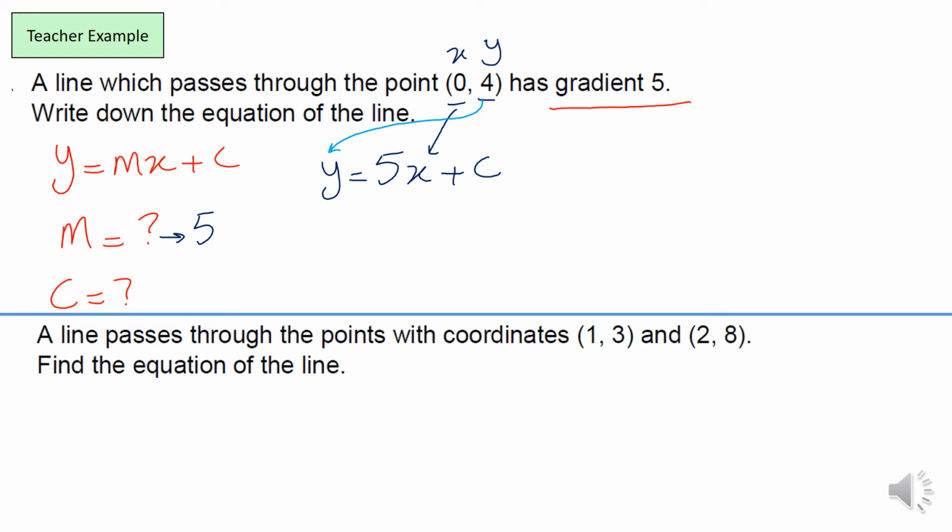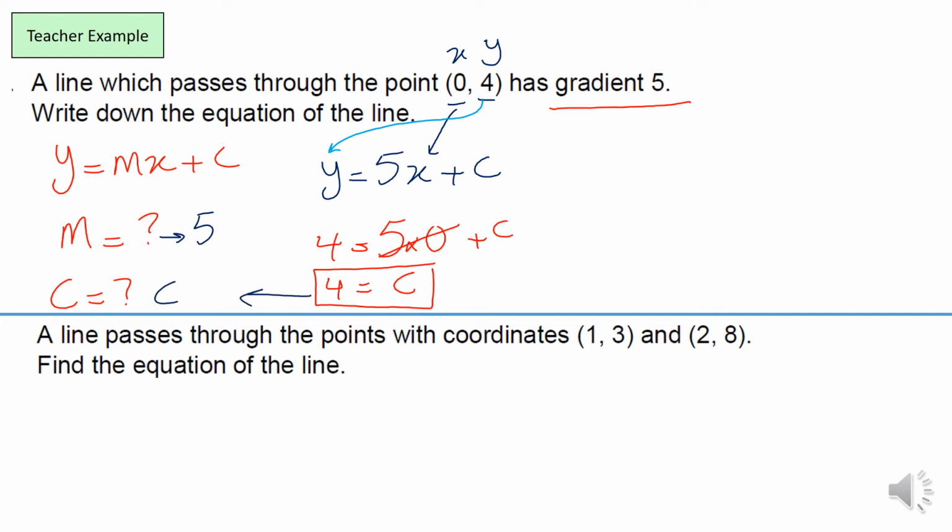So y is going to be 4 equals 5 times 0 plus c. 4 equals 5 times 0 is 0, nothing, so that will just disappear, equal to plus c or c. So I can see my c is equal to 4. It's a simple one-step equation. So I know now my c is equal to 4.